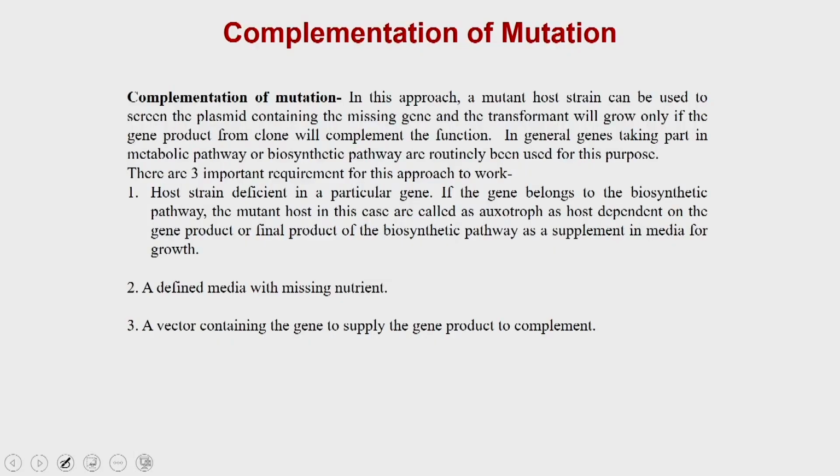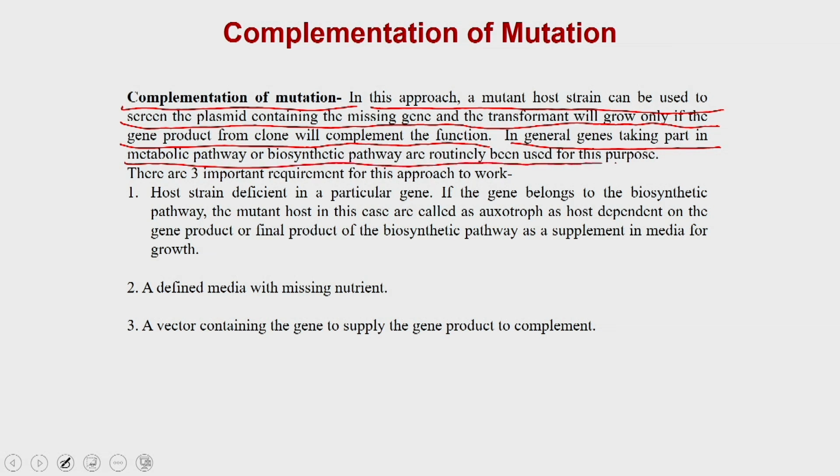Now, the last approach is the complementation of mutations. In this approach, you use a mutant strain, which can be used to screen for the plasmid containing the missing gene, and the transformants will grow only if the gene product from the clone complements the function. In general, the genes taking part in metabolic pathways or biosynthetic pathways are routinely used in this process.